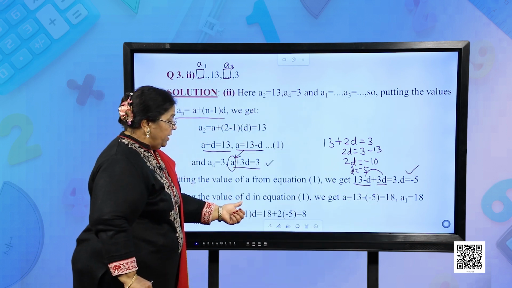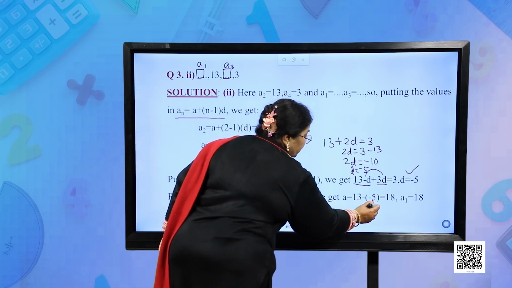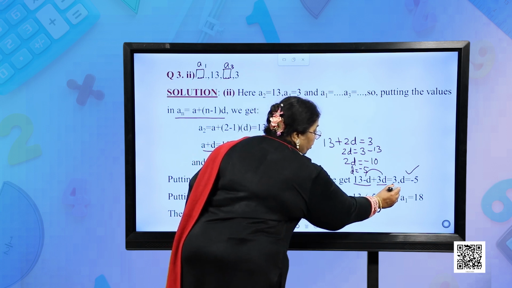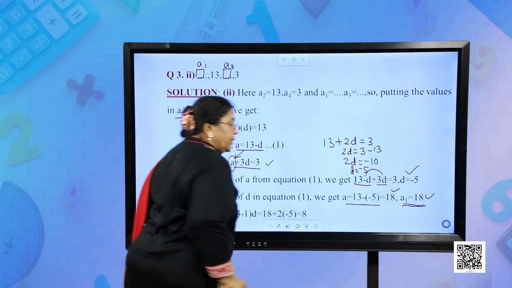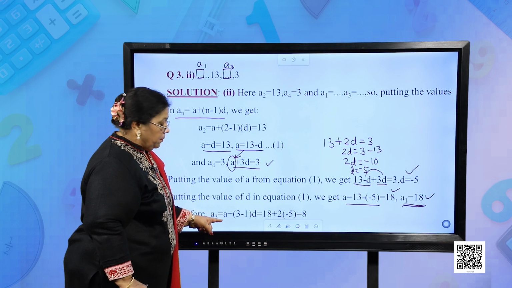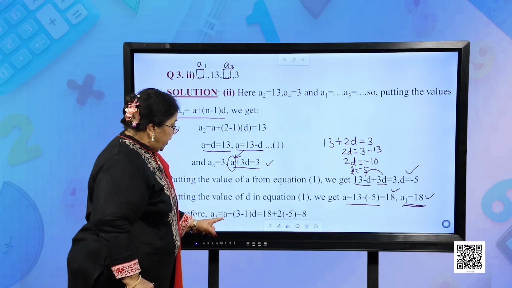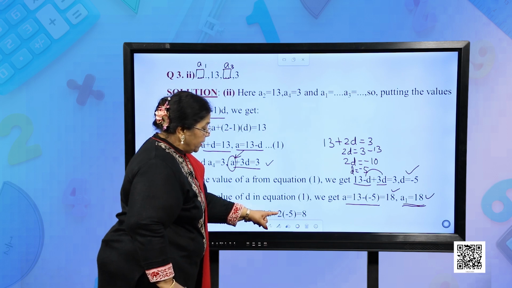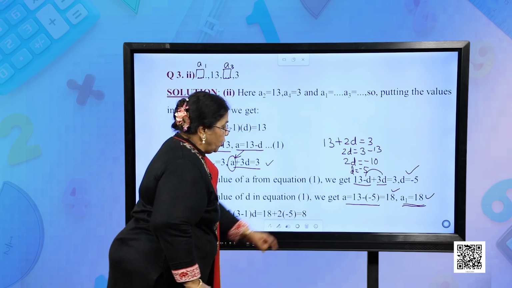I hope it is clear. Now, putting the value of D in equation 1, I can get the value of A. Look here, A is 13 minus of minus 5. That gives me 13 plus 5, that is equal to 18. That means, first term is 18. I hope it is clear. Now, similarly, we can find the value of A3 as A plus 3 minus 1 into D. 3 minus 1 is 2 here. So, A plus 2D, A we have already found out as 18 plus 2 into minus 5. What is 2 into minus 5? Minus 10. 18 minus 10 is equal to 8.